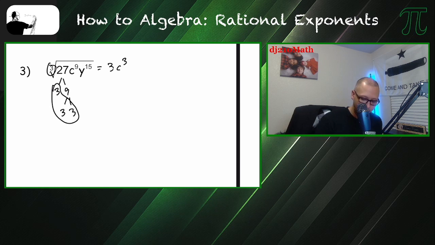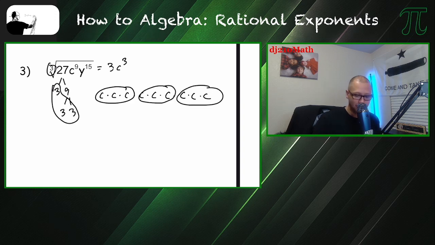So I guess maybe I'll demonstrate it one time. If we were to write out 9 c's, here's a group of 3, here's a group of 3, and here's a group of 3. So I can pull out each one as a single c, and c times c times c is just c cubed. That's why it's c to the third power.